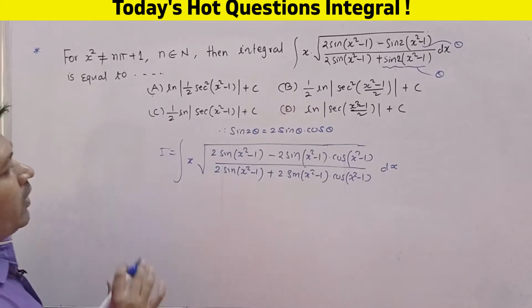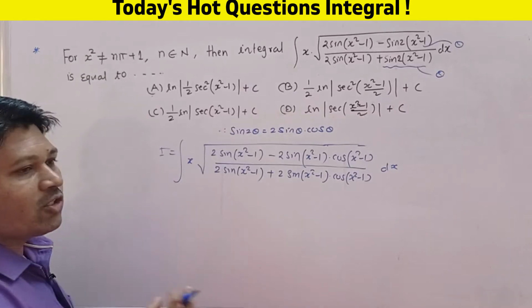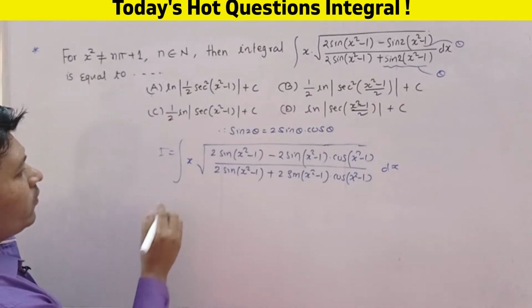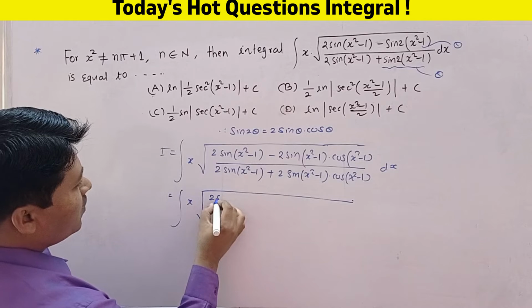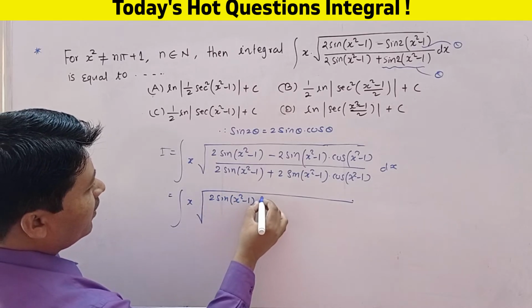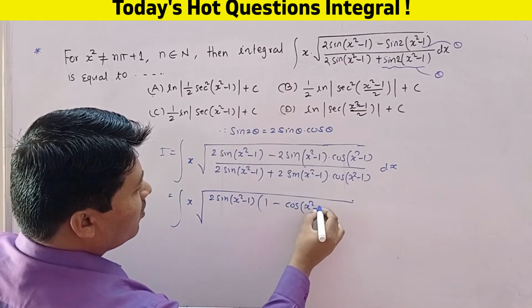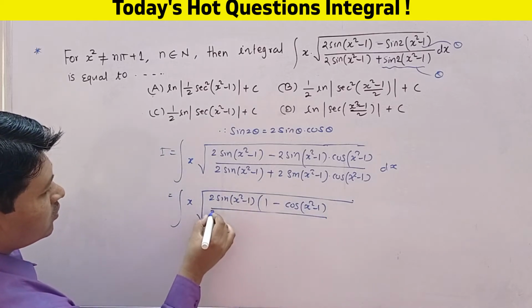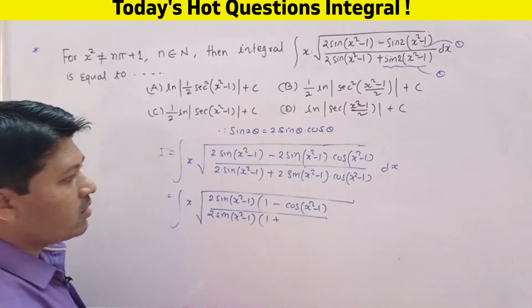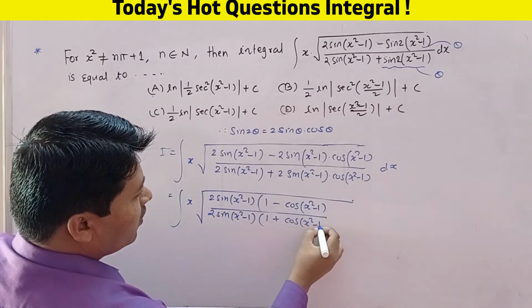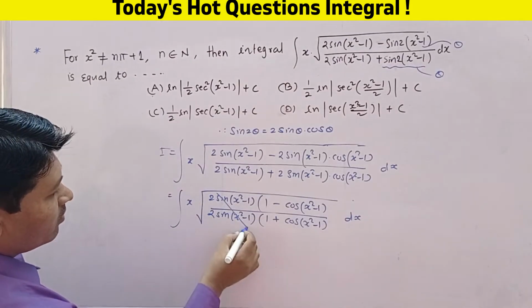Here we observe that 2 sin(x squared minus 1) is present in both, so we can take it common. The integration becomes x under root of 2 sin(x squared minus 1) times (1 minus cos(x squared minus 1)), divided by 2 sin(x squared minus 1) times (1 plus cos(x squared minus 1)), dx. Now this common term cancels.